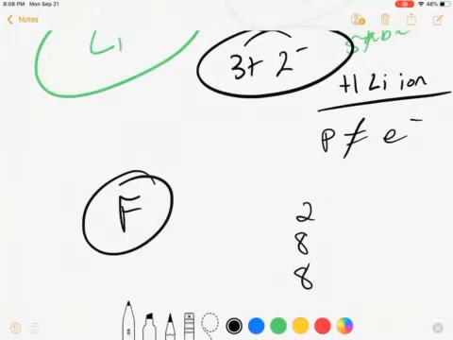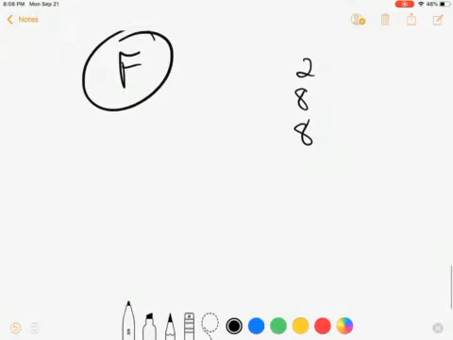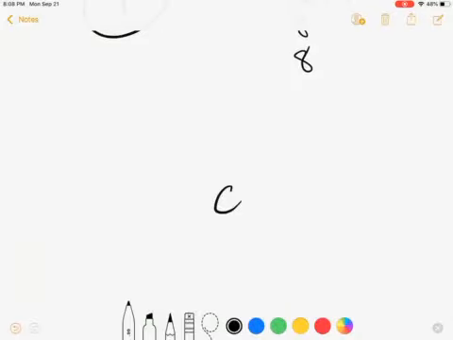All right, so the next thing that can happen to get that full outer energy level, we'll mess with some carbon here, is that atoms can share electrons to get that full outer shell. So this is carbon's outer shell right now. I didn't really bother showing you its inner shell. The inner shell would have 2 electrons, and so I just drew those 4 outer electrons.